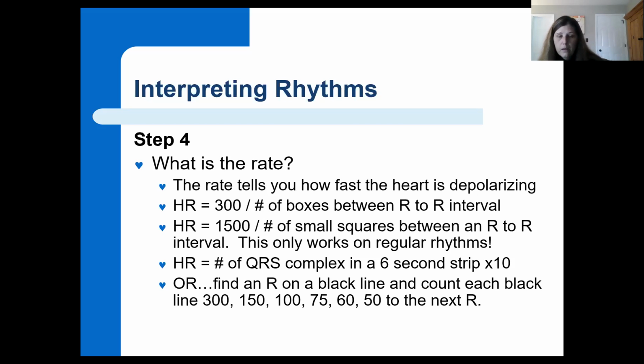Now, if you use that same number in the next one, heart rate equals 1500 divided by the number of small squares. Well, we know each big box has 5 small squares in it. And if we counted 3 big boxes from R to R, that would be 15 small squares, right? 3 big boxes times 5 little squares in each box would be 15. So 1500 divided by 15 would still give us a heart rate of 100. Does that make sense?